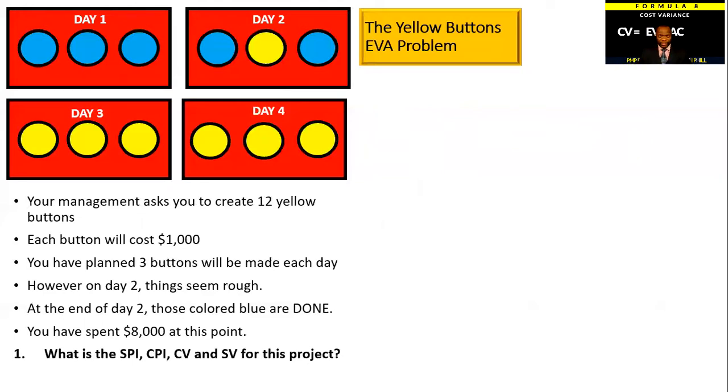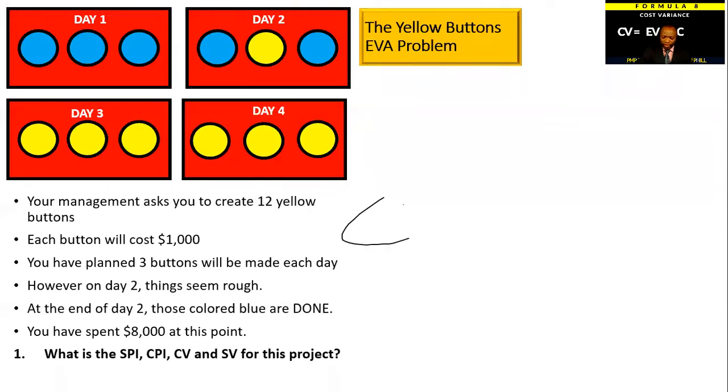Management will not cut you slack for spending $8,000, but only getting $5,000 worth of work done. And moreover, you were scheduled to get 6,000 done in this window. You have not lived up to expectations.